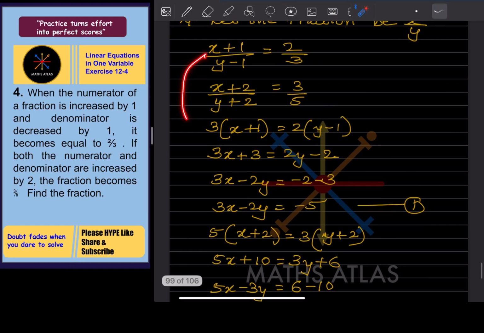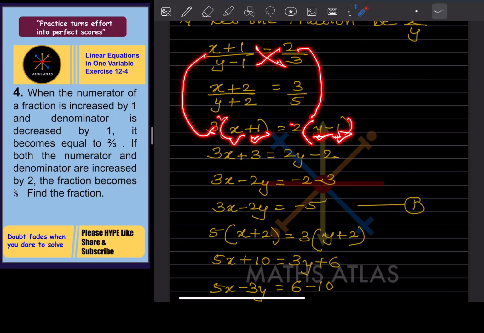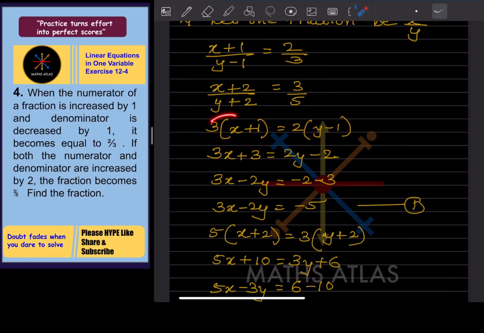So now let us take this one. We are going to cross multiply this one. So 3 into x plus 1 is going to be 2 into y minus 1. The bracket is important because there are two terms. So this 2 is for this as well as this one. Same 3 is for this as well as this. So the bracket should be written. Now we are going to expand it. 3x plus 3 is going to be 2y minus 2. So this will be 3x and this will come here, minus 2y will be minus 2. This is minus 3. So 3x minus 2y will be minus 5. This will be equation number 1.